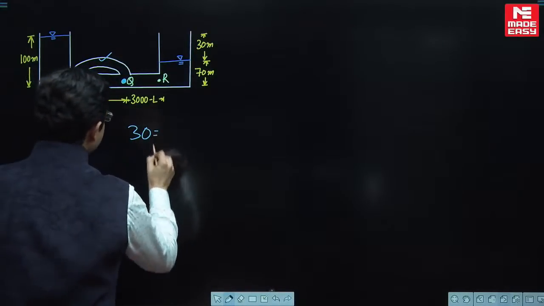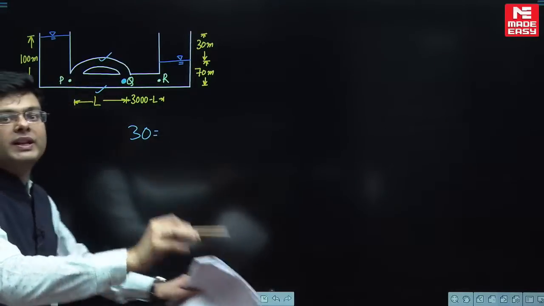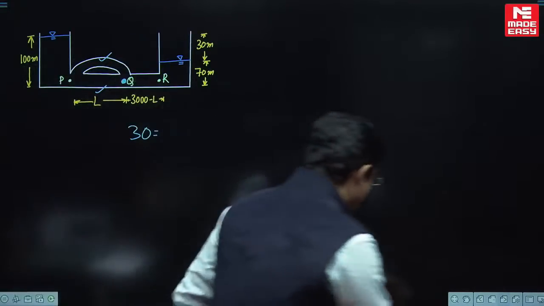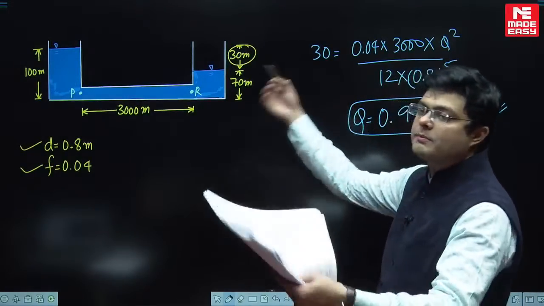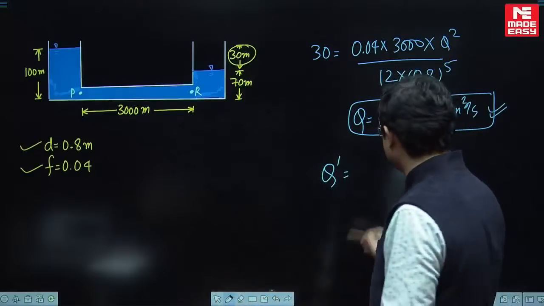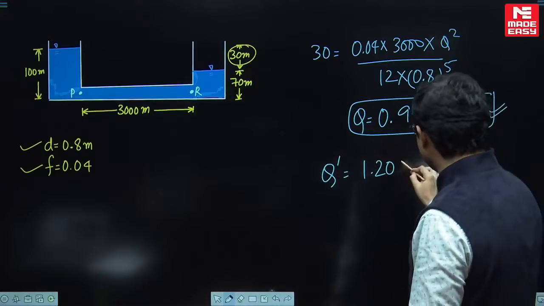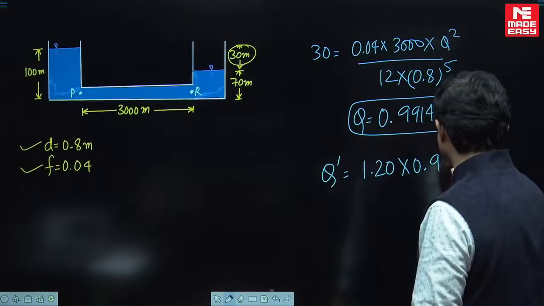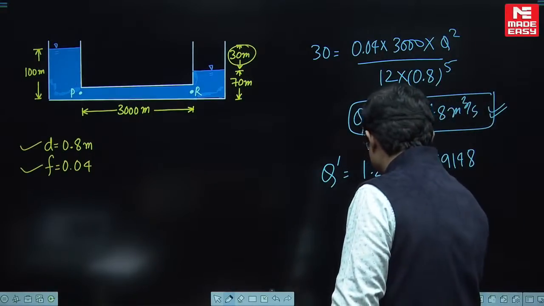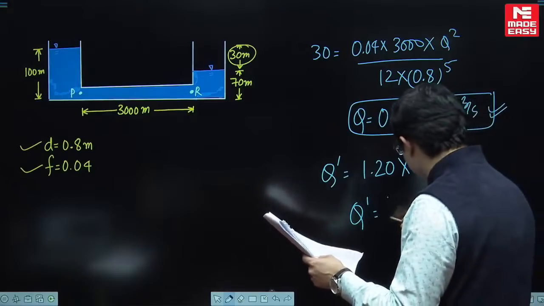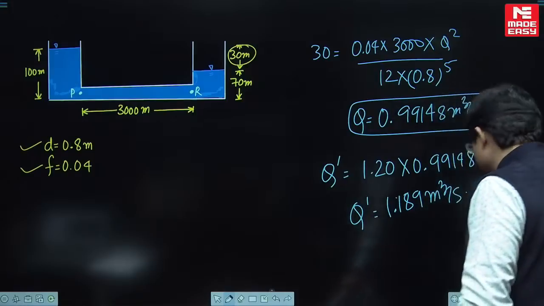Again the head available is 30. Now you want to transfer 20% more discharge in comparison to this case. So what will be the new discharge? Let that discharge be q dash. 20% more discharge will be 1.20 of the original discharge, which is 0.99148. So this new discharge that you want to transfer comes out to be 1.189 meter cube per second. This is the discharge unit.